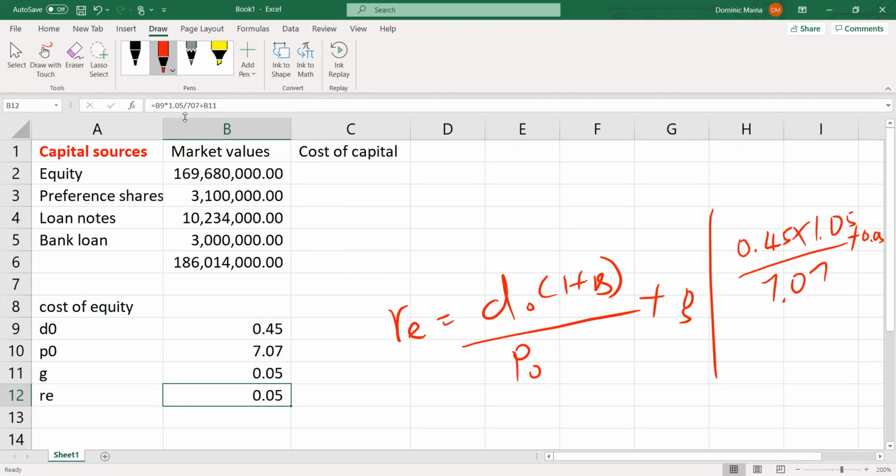How come? What is it giving me here? 1.05 plus 0.05. Have I made a mistake here? Yes, it should be 7.07. I forgot the decimal. And that gives the cost of equity for this company, which is equal to 12%, or 0.12.